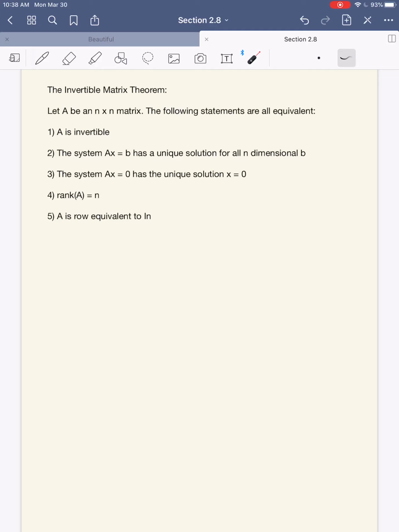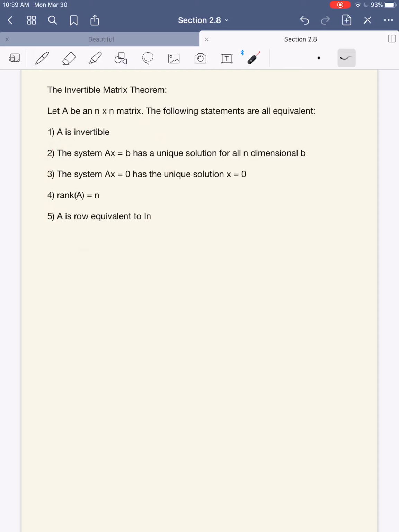If we try to tie this in to rank, then if A is invertible, this system will always have a unique solution, and the rank of A will be exactly n. Finally, A is row equivalent to the n by n identity matrix. Finally, this actually does wrap around as well. If A is row equivalent to I_n, then A is invertible and all these things apply. So all of these are if and only ifs.